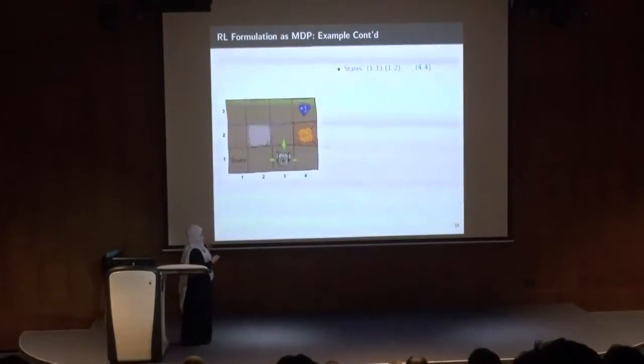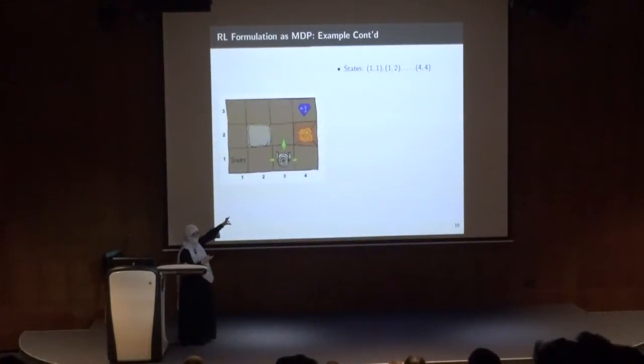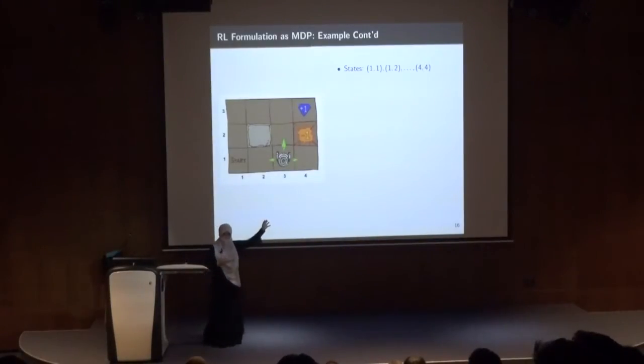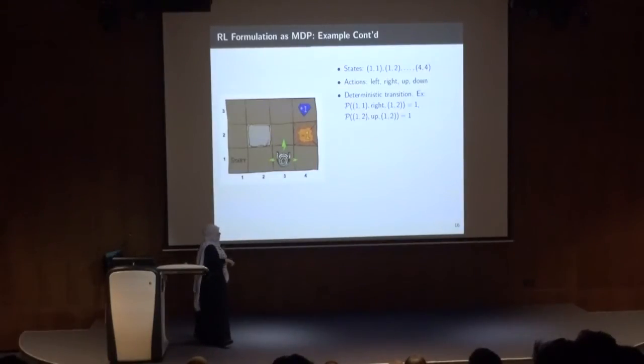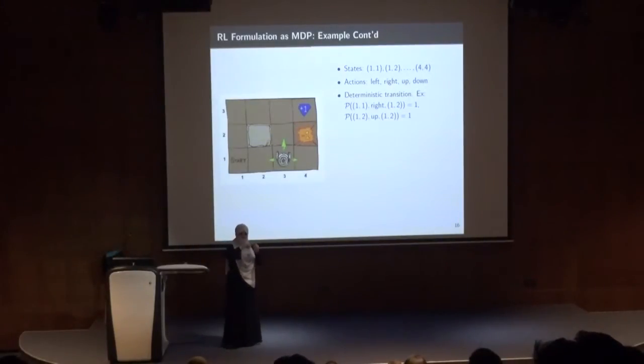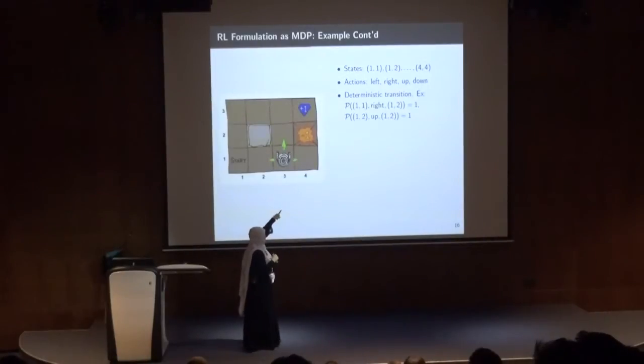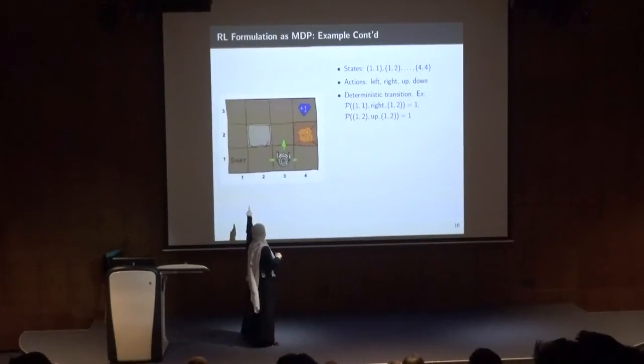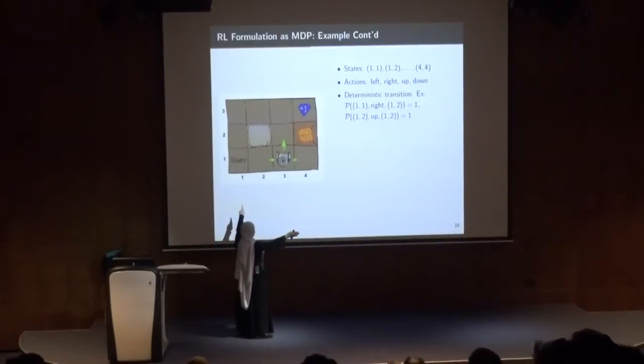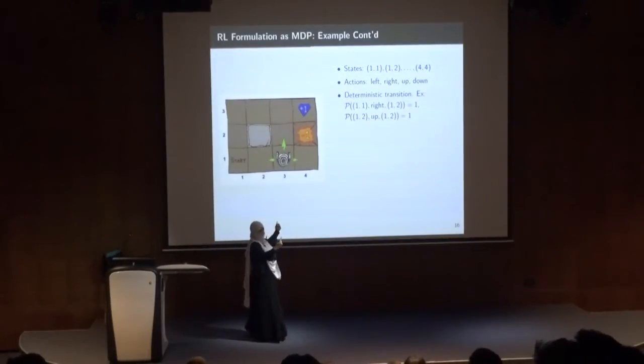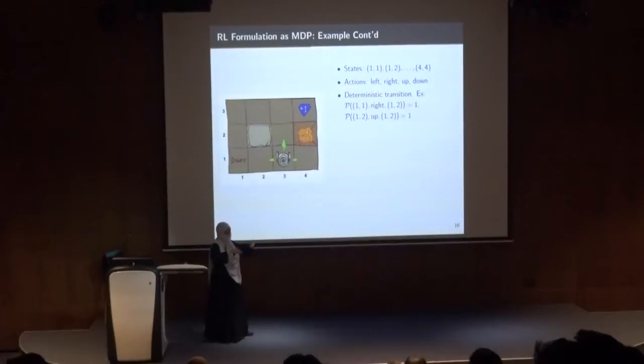So in this case, how can I formulate my MDP, Markov decision process? So what are the states? Each cell in the grid is a state. What are the actions? Up, down, left, right. I have the probability function. Remember the transition probability function. It takes a state, action, and the next state. So in this case, I will have the probability of being in state 1,1, executing the action right, and ending up in state 1,2 is 1. So 100% sure I will end up in state 1,2.